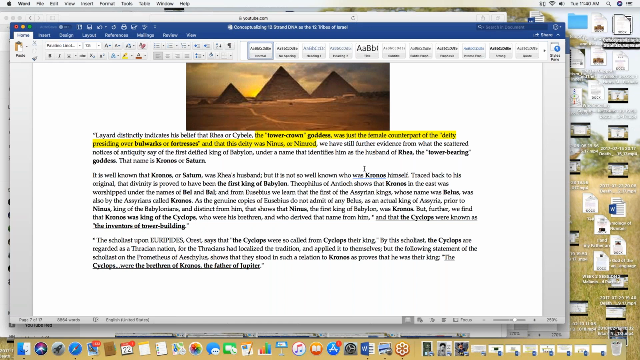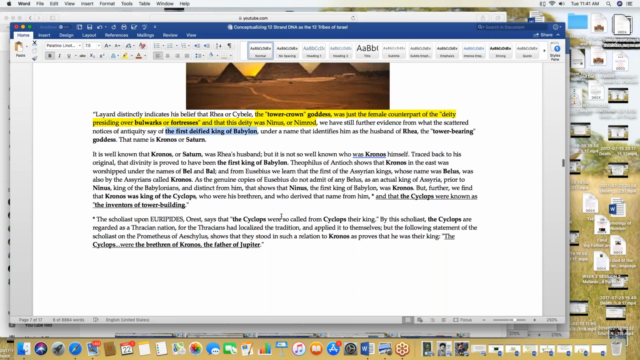We have still further evidence from what the scattered notices of antiquity say of the first deified king of Babylon, under a name that identifies him as the husband of Rhea, the tower-bearing goddess, that the name is Kronos or Saturn. Very important. It is Cronus. It is well known that Kronos or Saturn was Rhea's husband, but it is not so well known who Kronos himself was. Traced back to his original, that divinity was proved to have been the first king of Babylon.